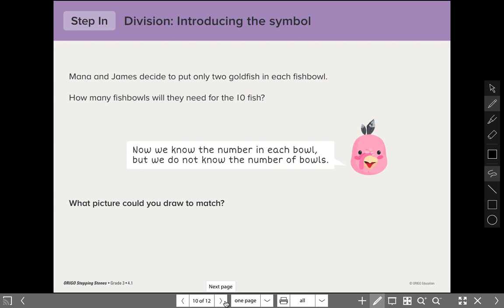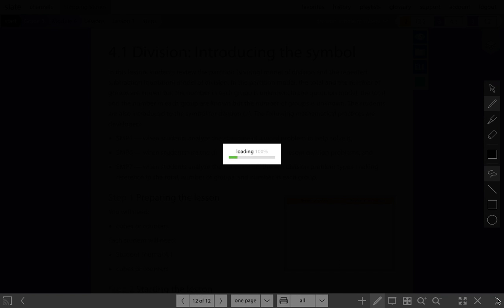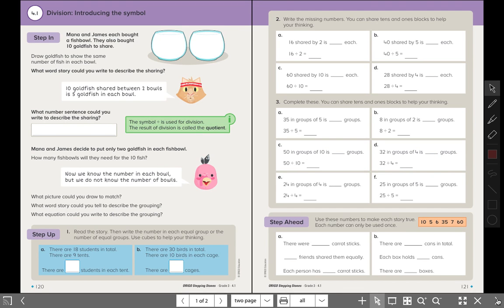Okay? You guys could draw a picture to match. You guys can do the word story. You're good. Okay? So, yes, you may work with a partner if you like. I want you to work on page 120. Just make sure you have this part right here and the bowls part up here filled in. Okay?